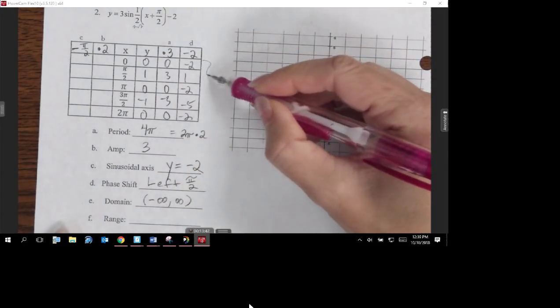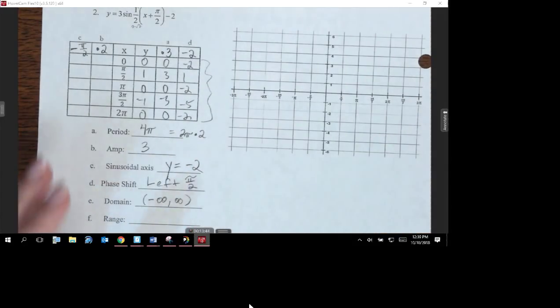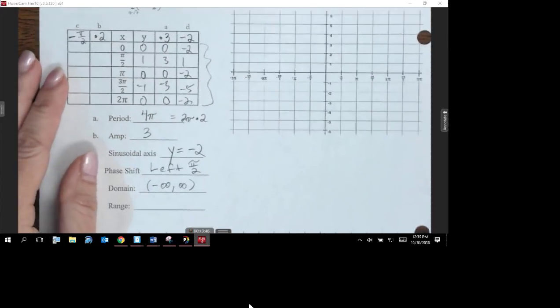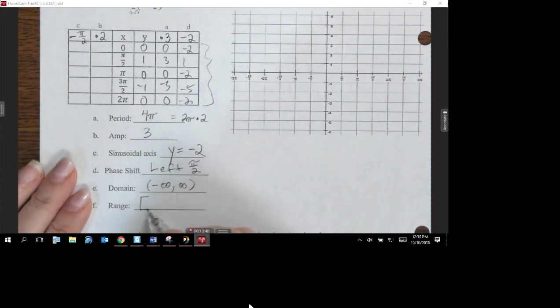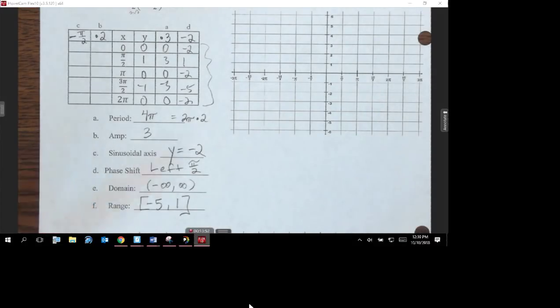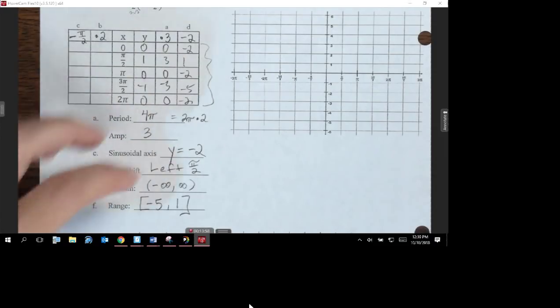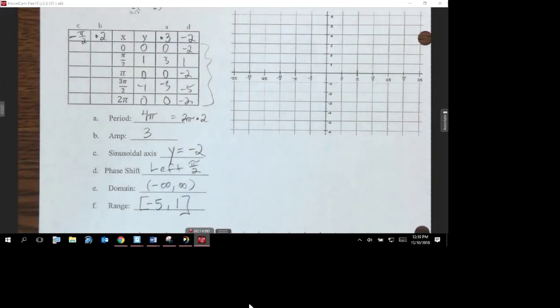Okay, so look at my y values. What's the lowest and highest y values? -5 to +1. See, I can even find all that information and I didn't even graph it. Okay, so the more you practice, the easier it gets. But when you do this in your homework, you're going to graph it as well.